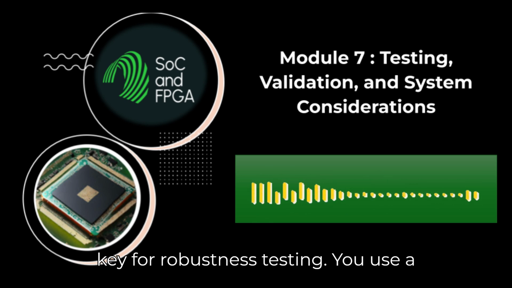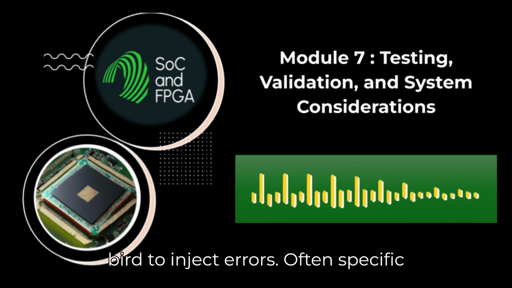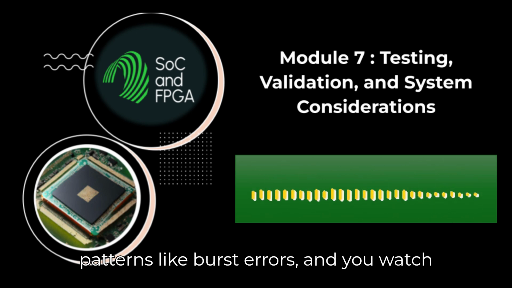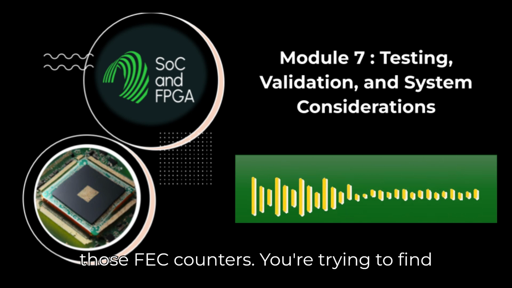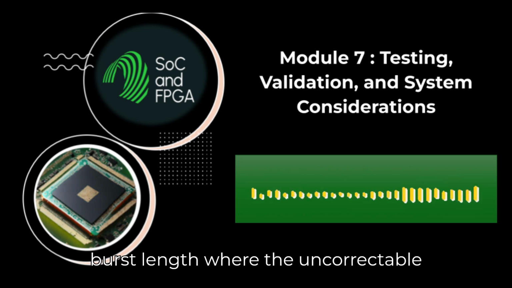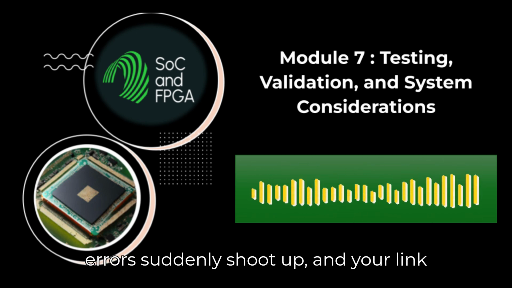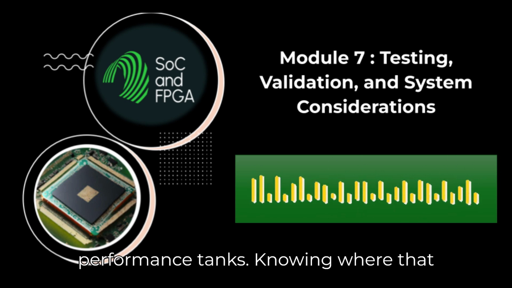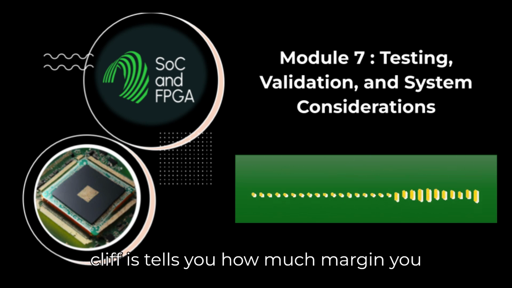Yes, that's key for robustness testing. You use a BERT to inject errors, often specific patterns like burst errors, and you watch those FEC counters. You're trying to find the FEC cliff, the exact error rate or burst length where the uncorrectable errors suddenly shoot up and your link performance tanks. Knowing where that cliff is tells you how much margin you truly have.